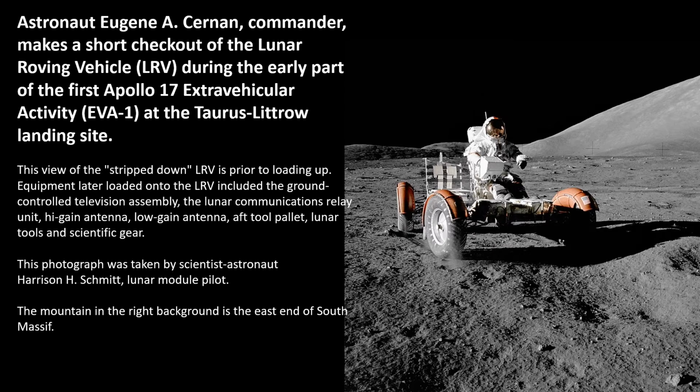Here you can see astronaut Eugene Cernan, mission commander, making a short checkout of the lunar roving vehicle during the early part of the first Apollo 17 EVA at the Taurus-Littrow landing site. This is a view of the stripped-down LRV prior to being loaded up. The equipment that was later loaded onto the LRV included the ground-controlled television assembly, the Lunar Communications Relay Unit, high-gain and low-gain antennas, the aft tool pallet, the lunar tools, and scientific gear.